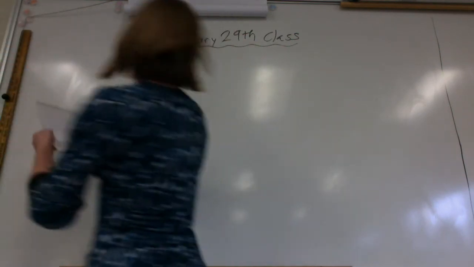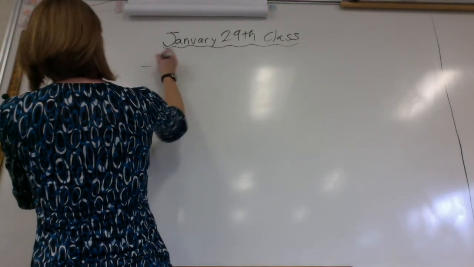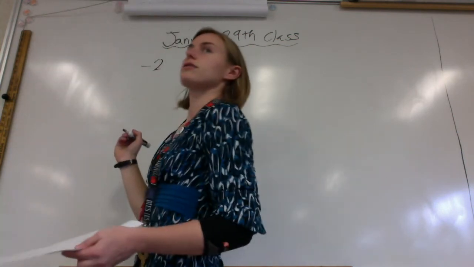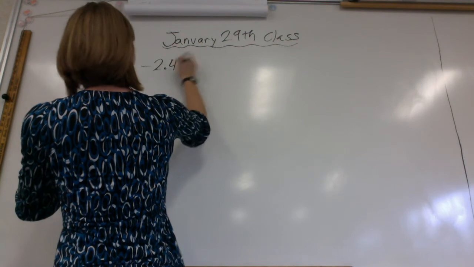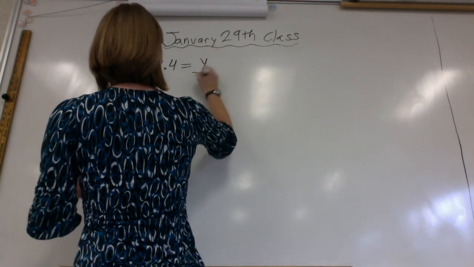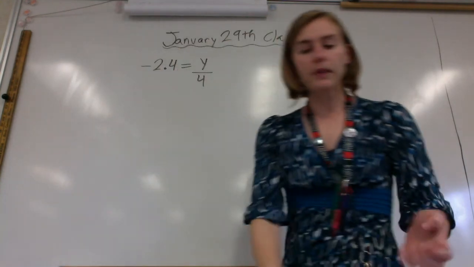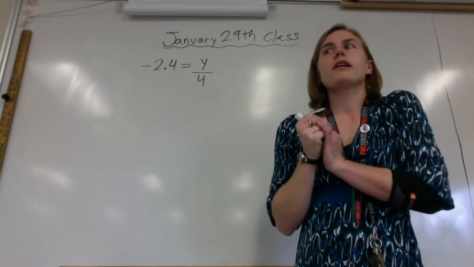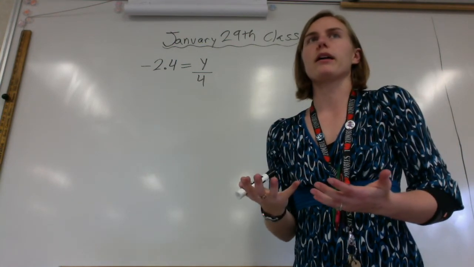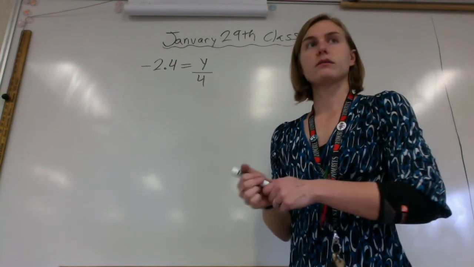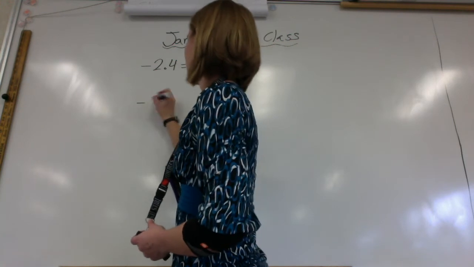All right, number 8 said, negative 2.4 equals y over 4. Okay, y over 4 can also be thought of as what? What fraction is really actually being multiplied by y? 1/4. So if you don't like how this looks, change it.